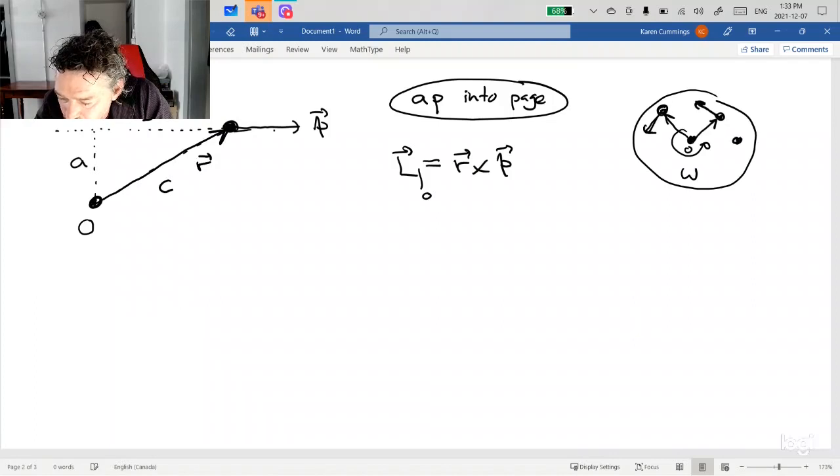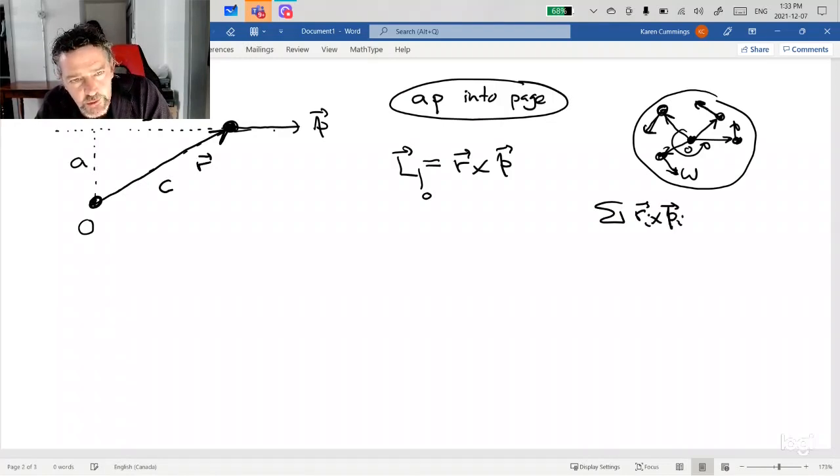And I just go around and divide my object up into a zillion little chunks of matter, each a point mass, and I go R cross P for all of them. And so I take the sum of Ri cross Pi. So R1 cross P1 plus R2 cross P2 and so on.